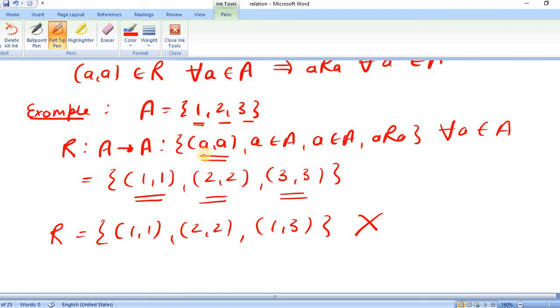Why? Because this (A, A) condition is not true for all A. It is true for 1, since (1,1) is here. It is true for 2, since (2,2) is here. But it is not true for 3, because we should also have (3,3) here. So this is not a reflexive relation. On the other hand, the above written relation is a reflexive relation.